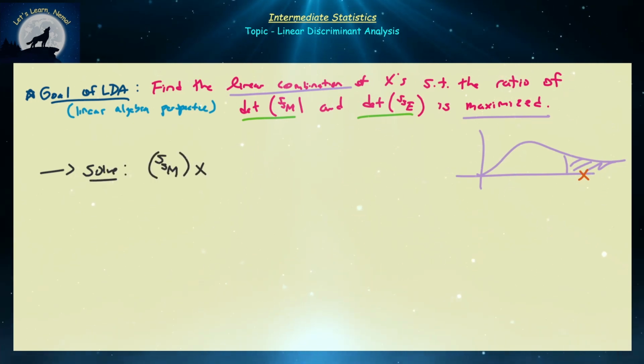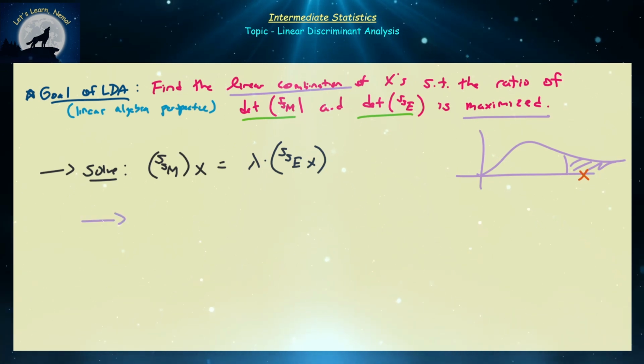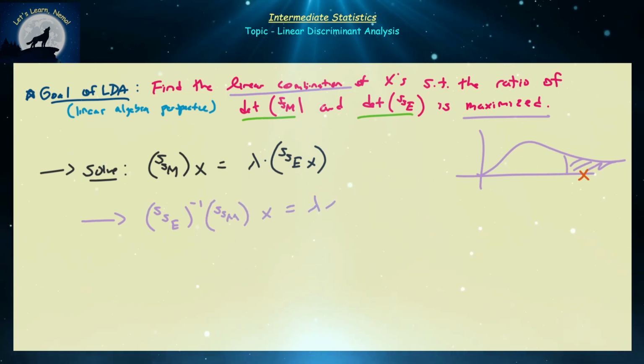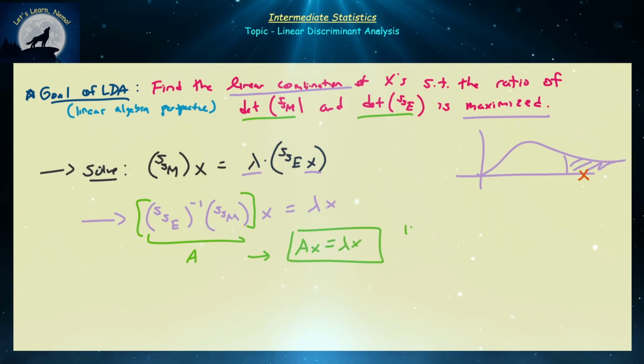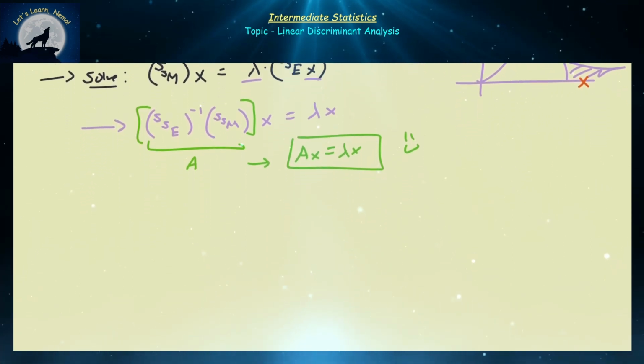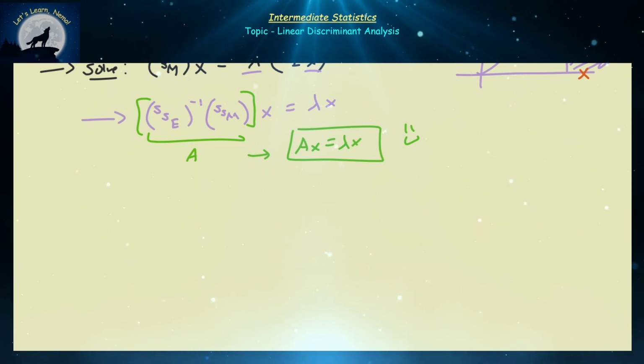So this problem, at least in the linear algebra world, will be equivalent to solving SSM x equals lambda times SSE times x, where x is some eigenvector. It's obviously an eigenvalue problem, and equivalently we can represent this as SSE inverse times SSM times x is equal to lambda x. We have this matrix right here, which I'm going to call A. So we have Ax equals lambda x, which is our traditional eigenvalue problem. So we just need to find the eigenvalues and eigenvectors of A. That's going to be the next step of our LDA process.